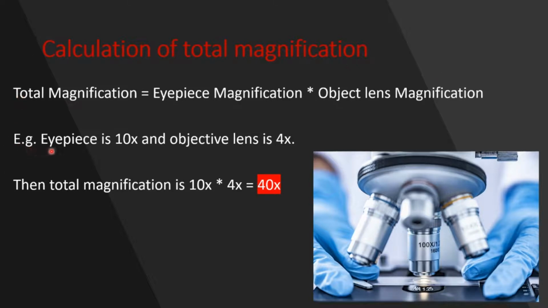Now I'm going to use an example here. For example, if the eyepiece lens is 10 times magnification and the objective lens is 4 times magnification, the total magnification will be 10 times 4, which will give you 40. As you can see, the objective lens normally has it labeled here what the magnification is.